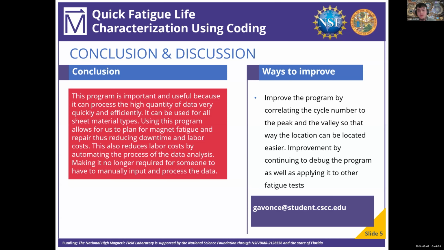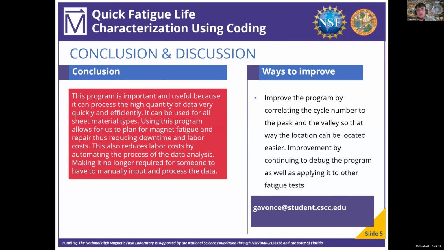Ways that I can improve the program: I can correlate the cycle number to the peak and the valley, so that the location can be found more easily. Right now you can look at the peak and the valley in the Excel sheet that the program outputs, but then you have to go back into the original Excel sheet and correlate that with the cycle number in the original sheet. So it's a little more work, and it could still be optimized and become more efficient.